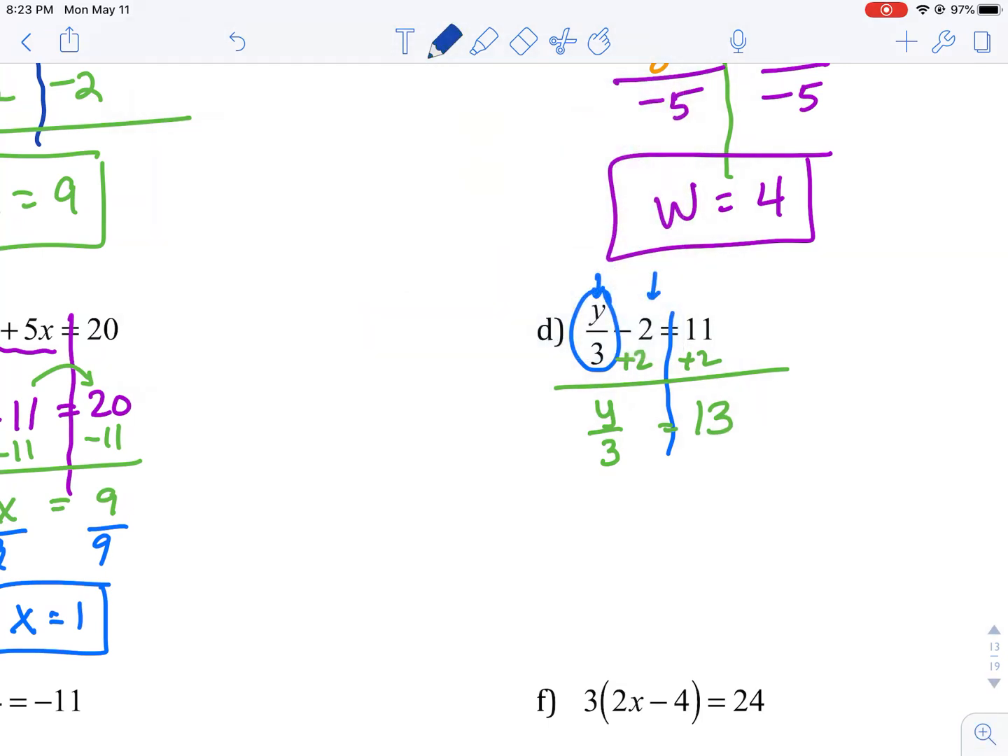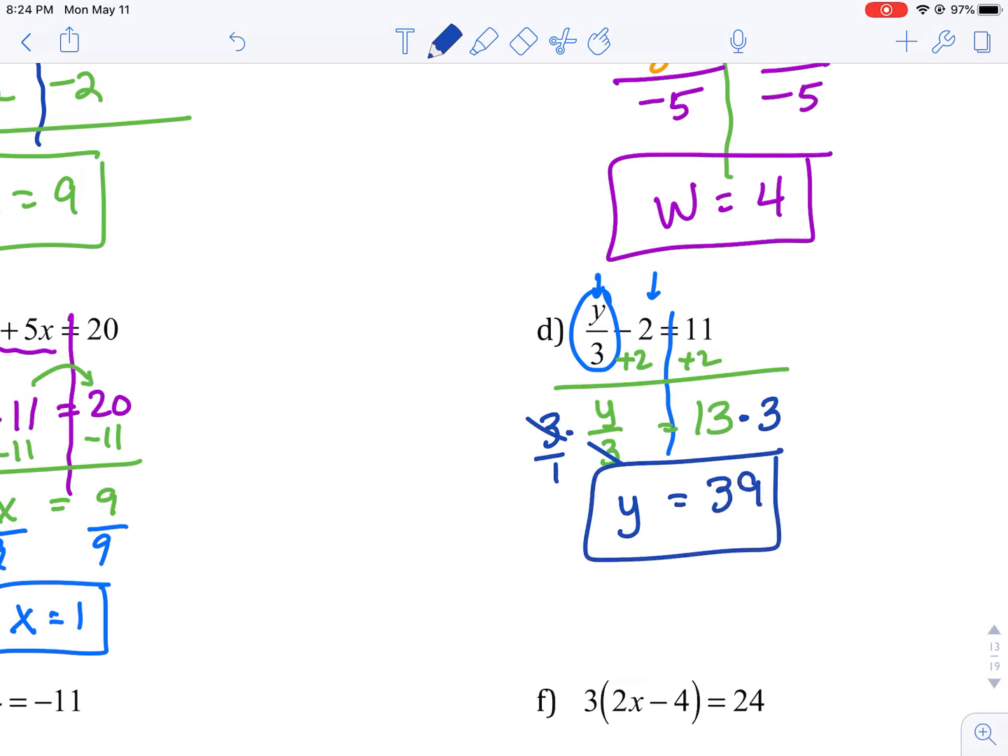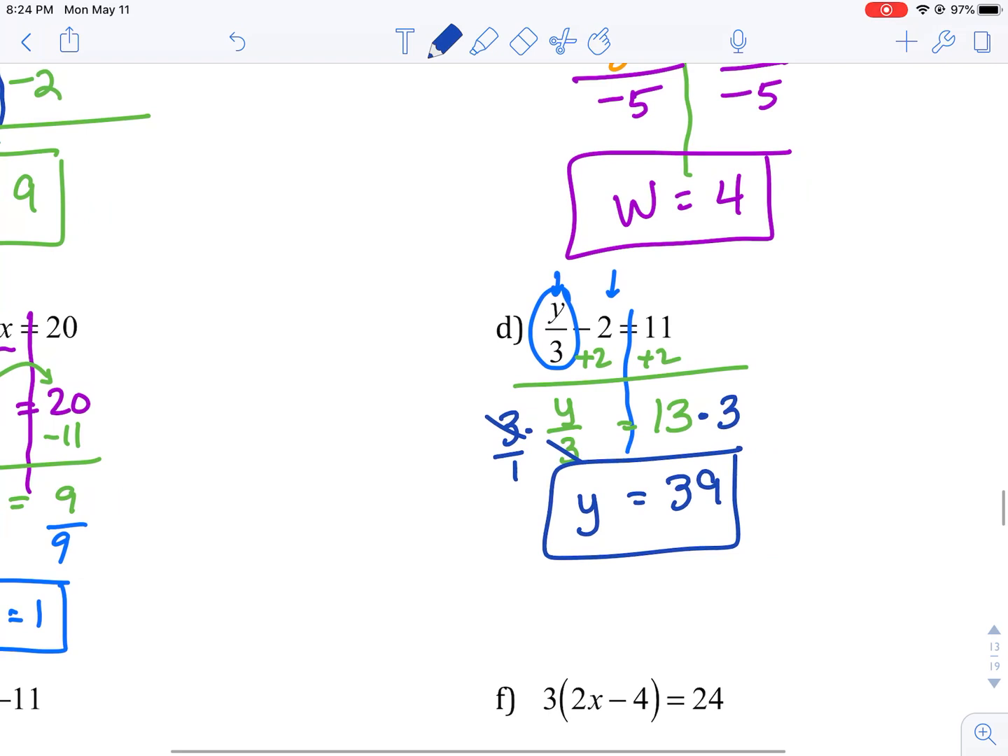Okay, so remember, we solve these equations by always doing the opposite or the inverse. Now we've got some division here. The opposite of divide is to multiply, so I've got to multiply both sides by 3. If it's a 3 over 1, those 3's reduce, so I'm just left with y on the left side, and then I get 39. Remember, we can always check our answers by plugging that number back in for y. So if I were to just check it real quick, I get 39 divided by 3 and then minus 2. 39 divided by 3 is 13. 13 minus 2 is 11. So that checks. Okay, I'm not going to require you to check your answers.